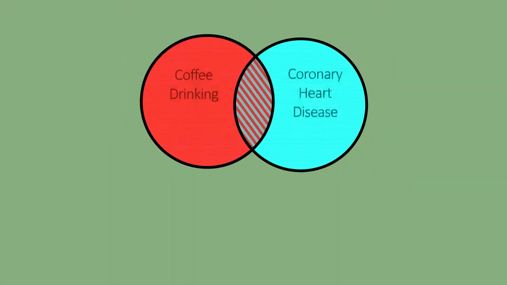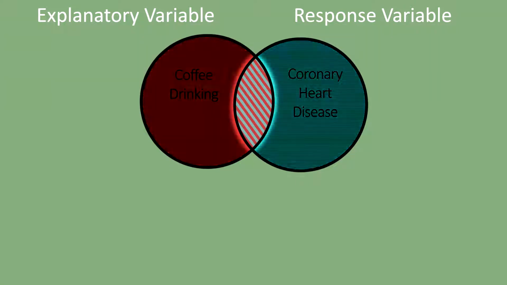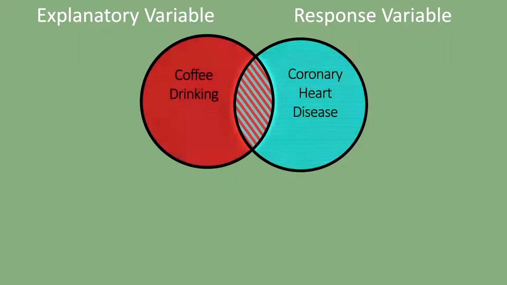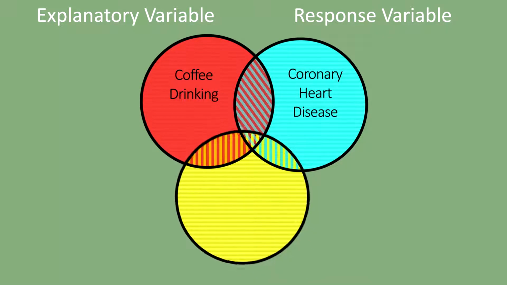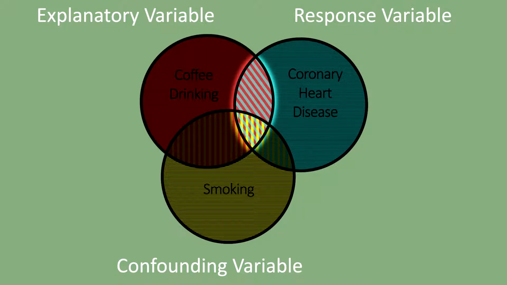When we're looking at the association between coffee drinking and coronary heart disease, the overlap you see in the Venn diagram is what we're testing. We're saying, is that overlap significant? Are they significantly associated? When we add the potential confounder of smoking, we're asking, is coffee drinking and coronary heart disease still significantly associated after we partial out the overlap between coffee drinking and coronary heart disease that can be accounted for by smoking?